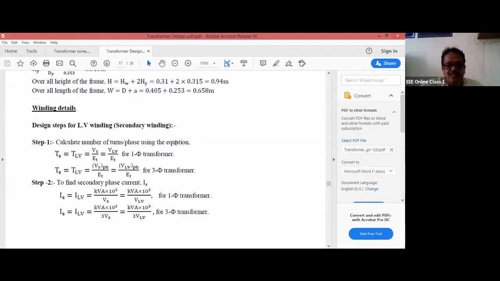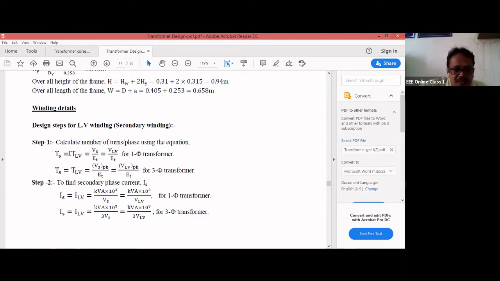Here you have two formulas; either one you can use. Since it is the LV winding, which is the secondary winding, calculate the number of turns per phase using the equation TS. TS means the number of turns of the secondary, or the number of turns of the LV winding. If you use this formula, TS is equal to Vs by ET. ET is the voltage per turn, and Vs is the secondary voltage, or the low voltage side.